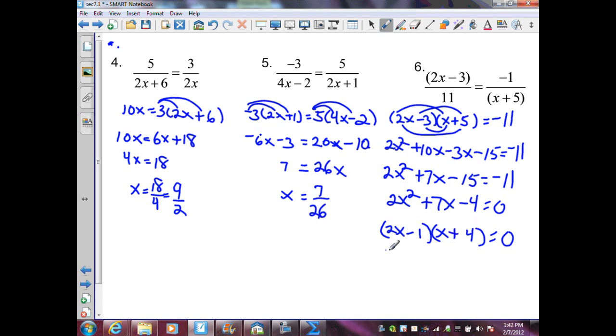Therefore, I'm going to solve each. 2x minus 1 equals 0. Therefore, x, add 1 to both sides, divide by 2, I get 1/2. And here, x equals a negative 4. Therefore, our solution is x equals 1/2 and x equals a negative 4.